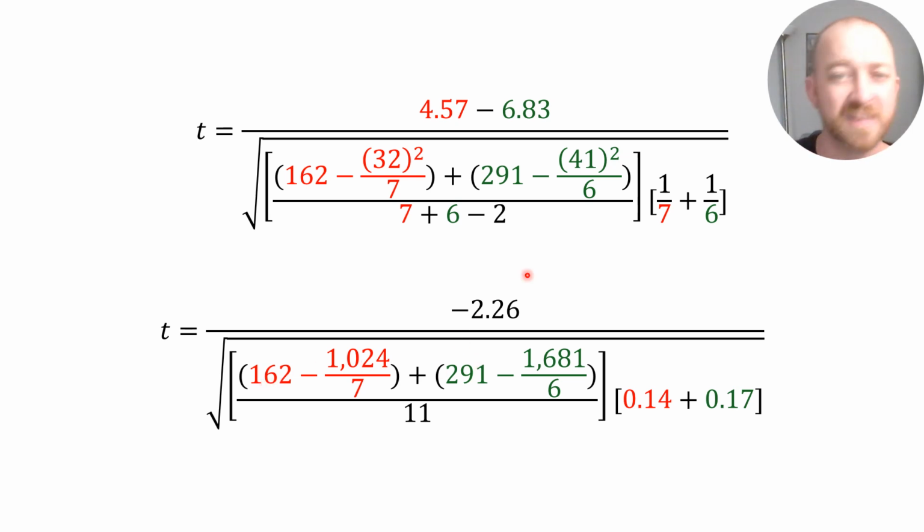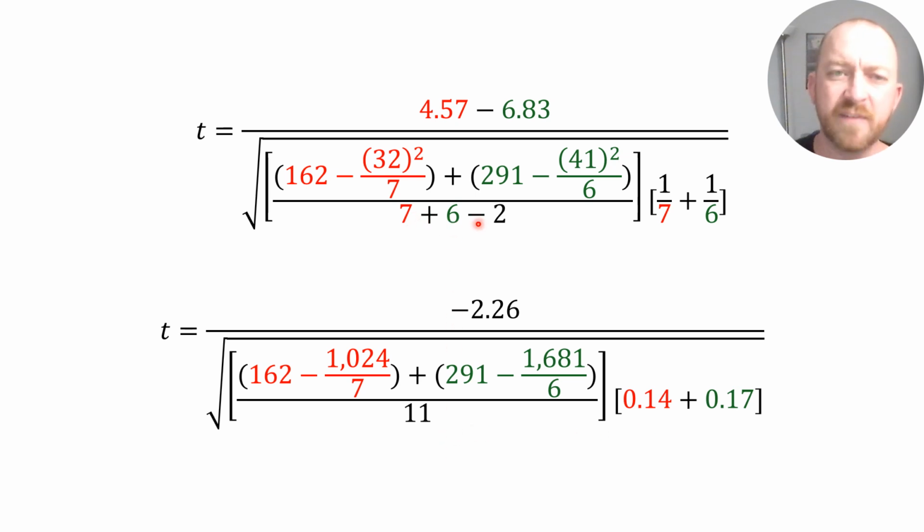So please don't mess that up. 41 squared is 1681. While we're here, we might as well also divide these. 1 divided by 7 and 1 divided by 6 are respectively 0.14 and 0.17. I've rounded only to the first 2 decimal places.